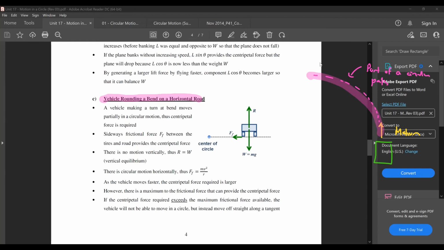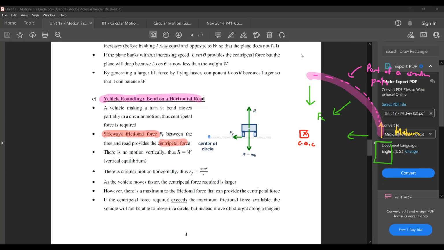Okay, so for this part, since you're moving partially in circular motion, you again have centripetal force to consider. It is the thing that allows you to move in a circle in the first place. So now what is actually providing you your centripetal force? Say this one is the center of your circle. What is providing you your centripetal force to allow you to move in a circle? The thing that allows you to move in a circle right now is your sideways frictional force. It is providing you your centripetal force.